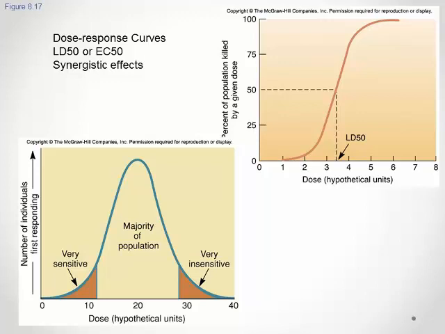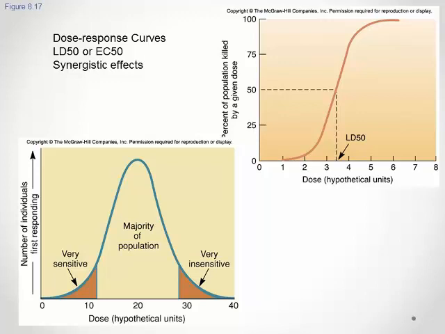In the bottom right you see a dose-response curve following a normal bell curve. This shows that there are some individuals that are extremely sensitive to a dose and some individuals that are very insensitive, but the vast majority of individuals will fall in between these two categories. An important measure of a toxicity test is the lethal dose 50 or the effective dose 50, LD50 or ED50. This is the amount of toxicant required to kill or affect 50% of the subjects in the study.